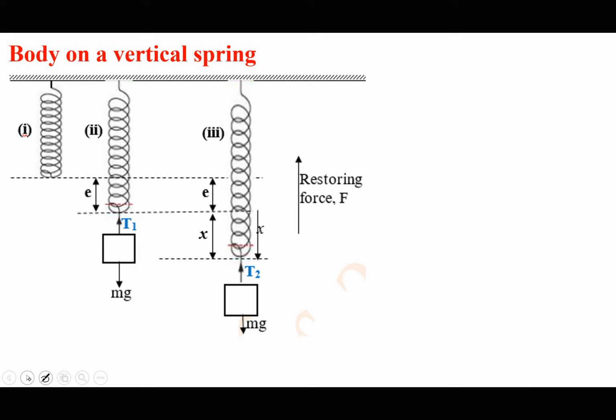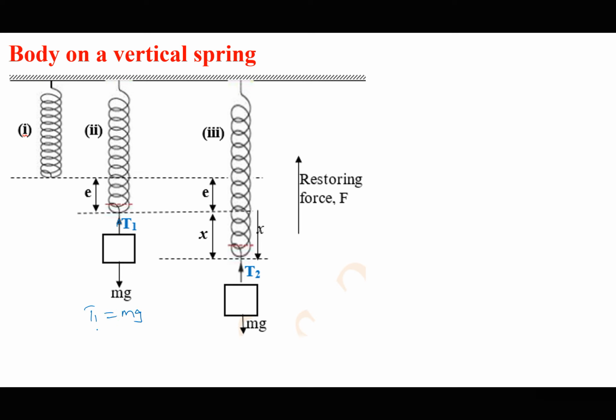So here I gave three scenarios. In the first scenario, there is no mass attached, so the spring has its original length. In the second scenario, a mass has been attached so that the spring stretches, but there is equilibrium, so there is no restoring force here. In this case, there is tension T1 in the spring, and at equilibrium it balances with the weight mg. So tension T1 is equal to mg.